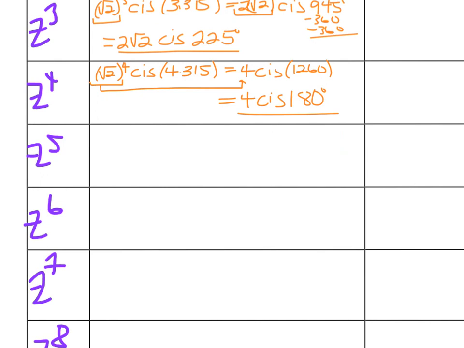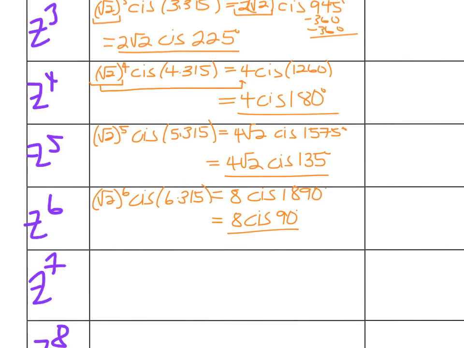For z to the fourth power, if we take square root 2 to the fourth power, cis 4 times 315, anytime you take a square root to an even exponent, you're going to get an exact answer. So you actually can plug that one into your calculator. It's kind of nice. The odd ones are always going to have a square root of 2 in the answer, like it did up above for z to the third. At any rate, square root 2 to the fourth power is 4. Cis, and then 1260 is obviously greater than 360. If you subtract 360 multiple times, you get it all the way down to 180 degrees.